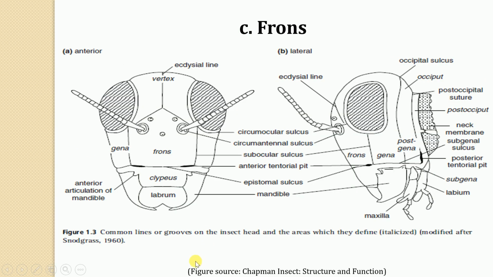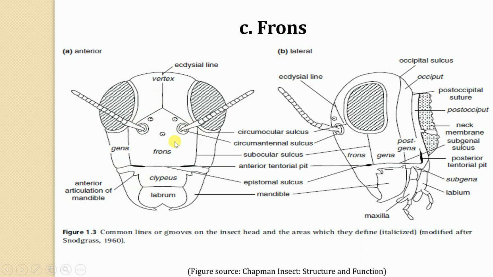The next one is the frons. Now the frons extends from the anterior clypeofrontal suture. So this is the clypeofrontal suture, which is also referred to as the epistomal suture, to the posterior. So this is the posterior frontal suture. So the frons occurs between the clypeofrontal suture and the frontal suture.